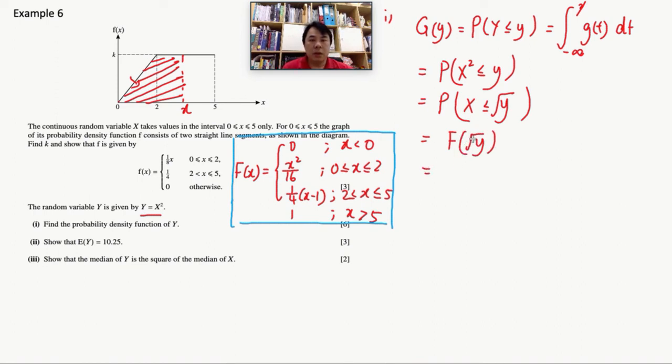You will notice that this part makes use of the distribution function for the random variable X. Now that will be this part here. Okay, now there you have it. We're going to write that down directly, since this is given by three piecewise functions.